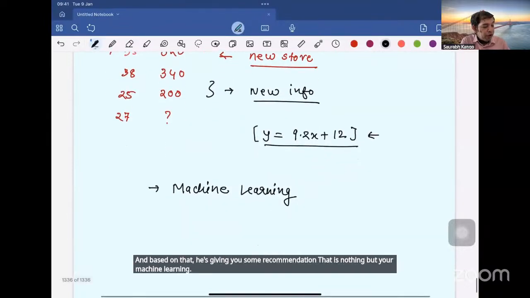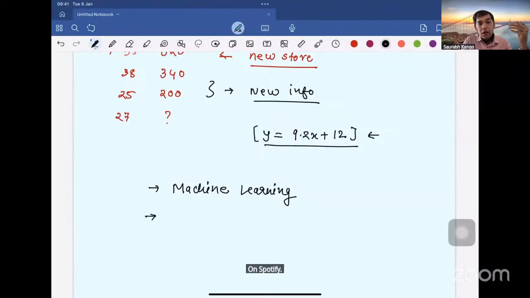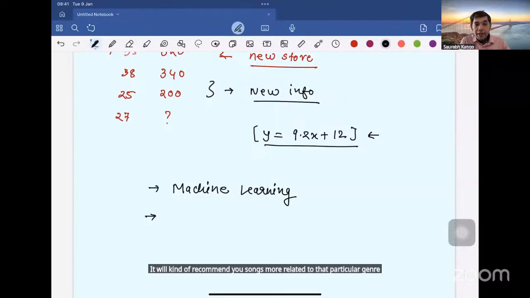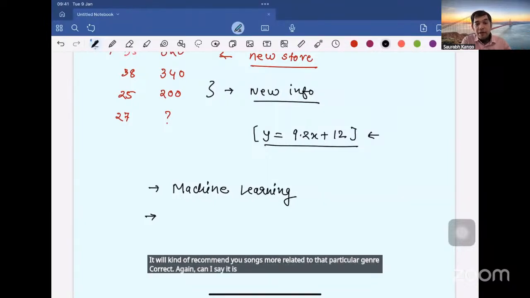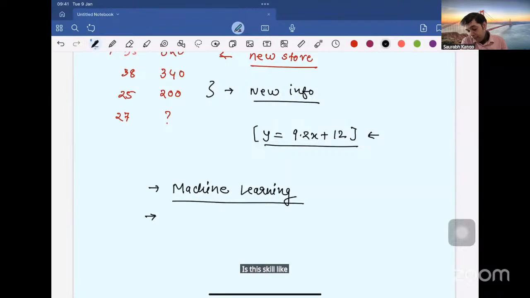On Spotify, if you're listening to a certain kind of genre, it will recommend songs more related to that particular genre. Correct? Again, can I say it is learning from the patterns and trying to give you the best prediction possible? So this whole process is nothing but your machine learning process. Is this clear? Like, what is ML?